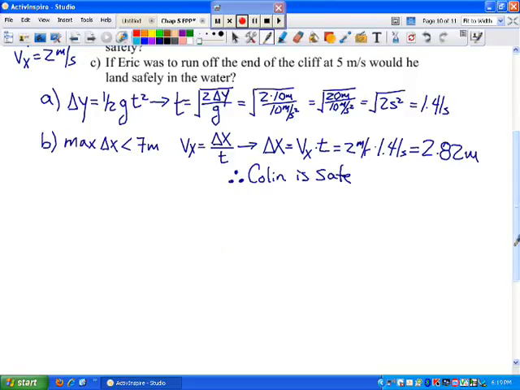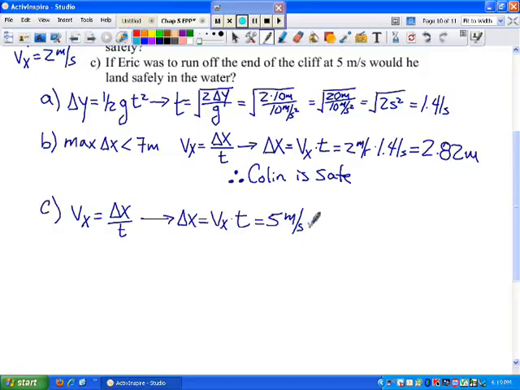Now, Colin obviously has a friend, Eric, who is also running off the edge of the same cliff. The only change in this instance is that our Vx has gone from 2 meters per second to 5 meters per second. So we can use the exact same steps that we did in part B.